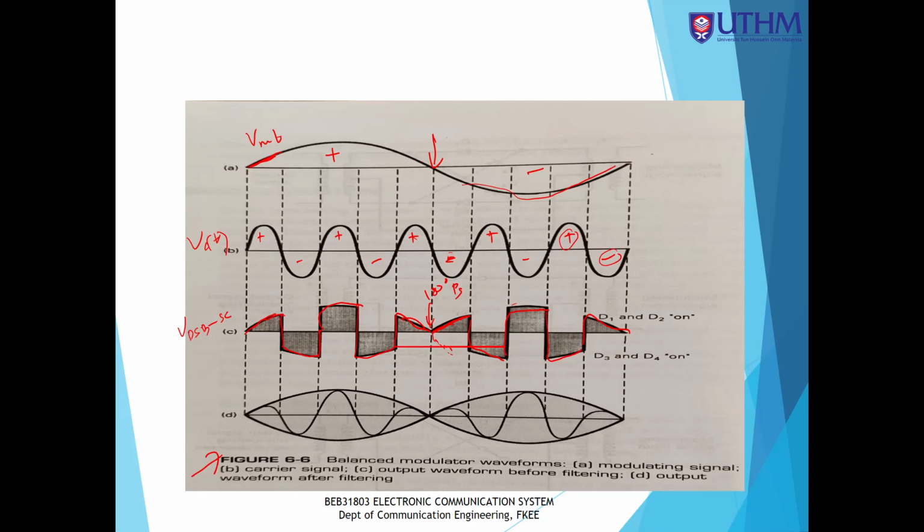So the output is not smooth, it's not a smooth sine wave. In order to make it smooth, we need to use a filtering technique. The picture D here is when we use an additional filter to make the output signal smoother. So without the filter, the signal is in C, and with the filter we can make the output signal smoother.